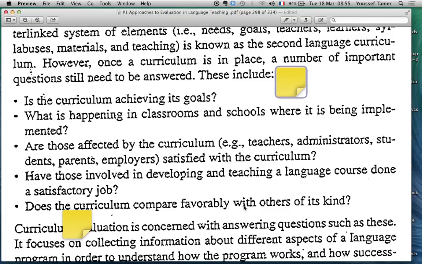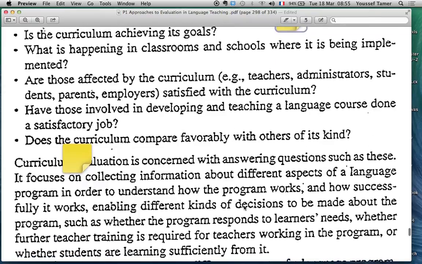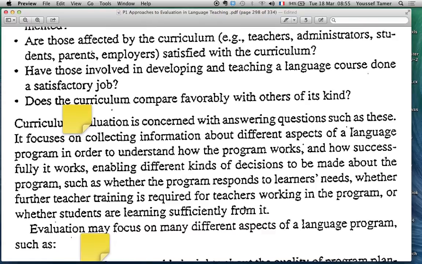We have to go there in order to see what is missing and to go into developing it or solving problems there. Have those involved in developing and teaching a language course done a satisfactory job in their implementation? Because usually the most important aspect of all curricula and syllabi is the implementation, how it is implemented. Does the curriculum compare favorably with others of its kind?